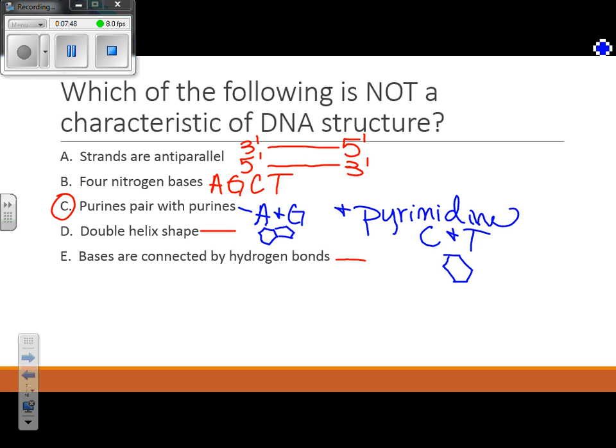And so when you have a single ring that pairs with a double ring, then you get a uniform width throughout your DNA, which is why G's pair with C's and A's pair with T's. So a purine always has to pair with a pyrimidine.